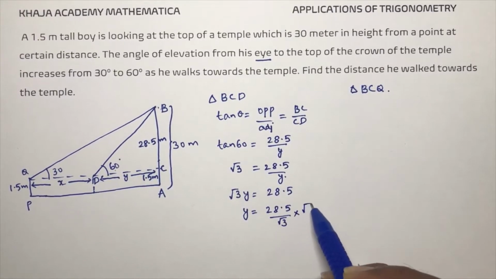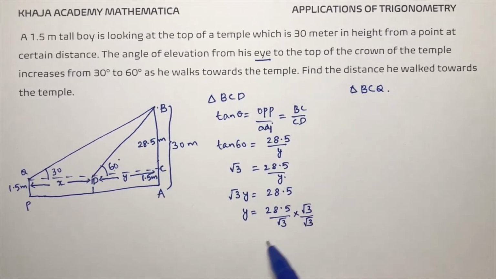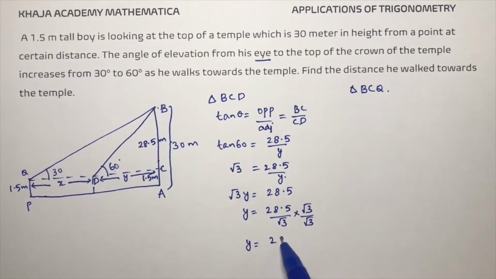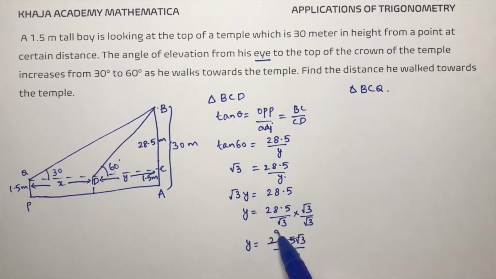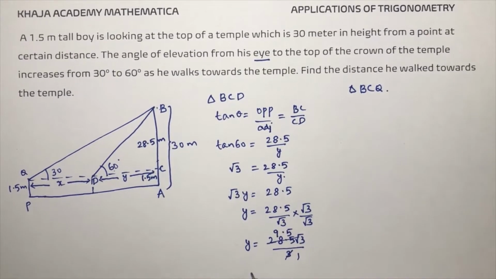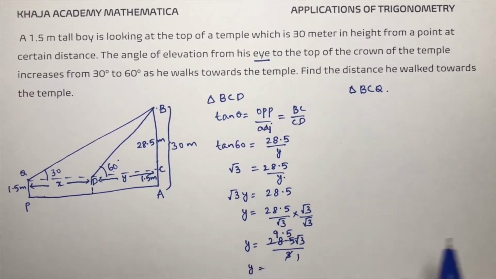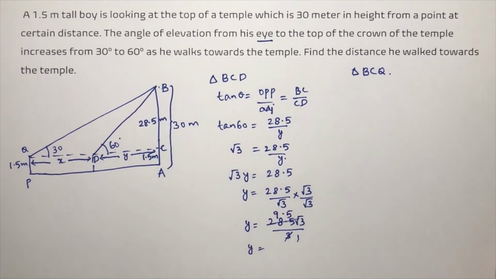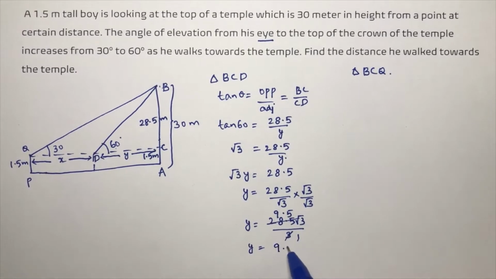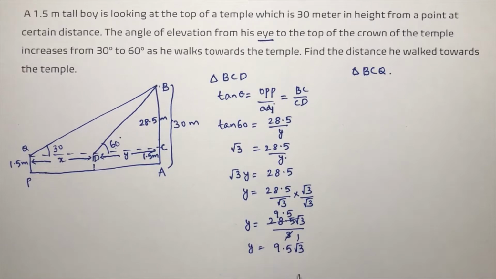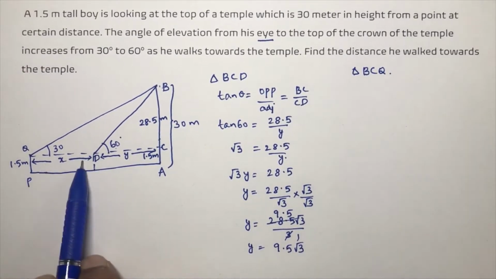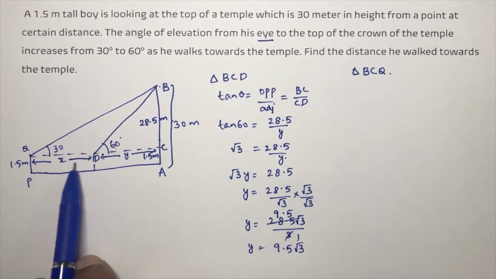If I rationalize by multiplying with root 3 by root 3, so y equals 28.5 root 3 by root 3 into root 3, which is 3. 3 times 1, 3 times 9 is 27, and 3 times 5 is 15. So y equals 9.5 root 3. The value of y is 9.5 root 3. But we need to find how much distance he walked towards the temple. So we need to find x.